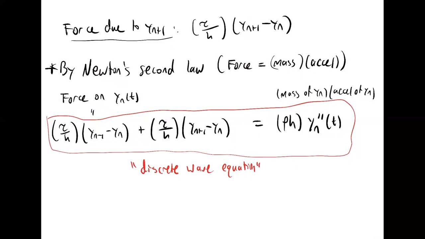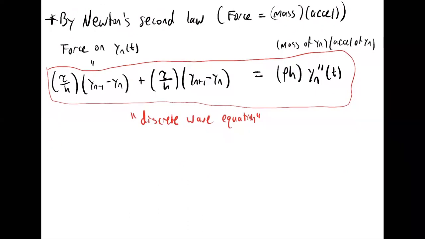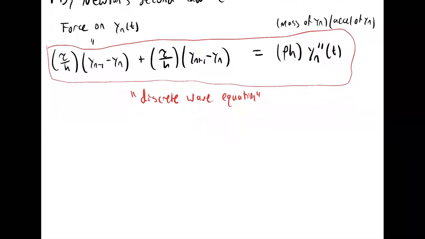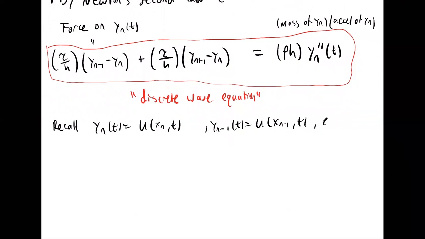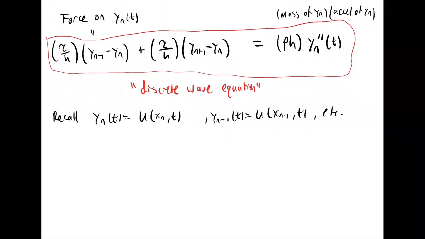In order to do this, let's first plug in. If I just write it like this, maybe it's not exactly clear what we should do, but when you're stuck on a problem like this, it always helps to plug in as many definitions as you can. So what does this equation actually say? Well, recall that yn of t we define to be my displacement function u evaluated at xn at time t. And similarly yn minus 1 is u of xn minus 1 at t, etc. So let me plug in these definitions and simplify.